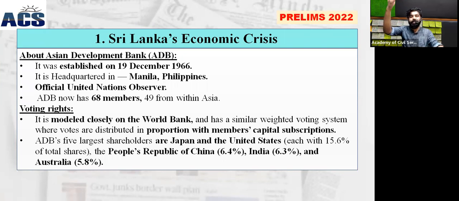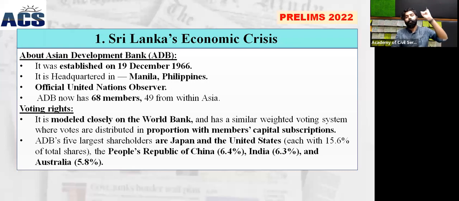Then another question can come on the largest shareholder, based on the capital invested in the Asian Development Bank. With the largest shareholders of the ADB, we can have a list of countries, and sometimes in prelims there could be a question: which of the following has the largest shareholding in the ADB? In order, Japan is the highest or largest shareholder, followed by the US, then China, then India, and India ranks fourth. India is the fourth largest shareholder of the ADB. That could be another statement. And Australia is also part of this ADB, and it is the fifth largest shareholder.